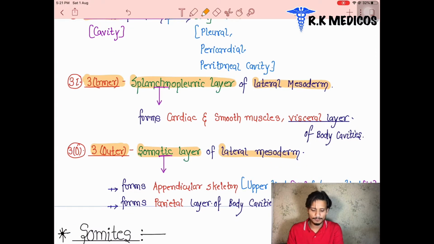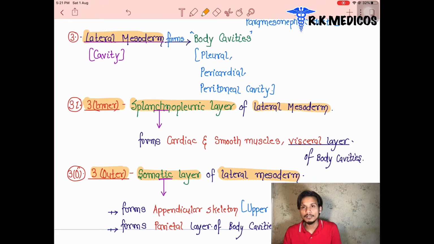So it's so simple. And this lateral mesoderm, what we are going to discuss here, forms a cavity inside it, with an outer and inner layer. The outer one is the somatic or parietal layer of the lateral mesoderm, and the inner one is the splanchnopleuric layer of the lateral mesoderm. So this cavity is lined by these two mesoderm layers. Now what are these cavities?